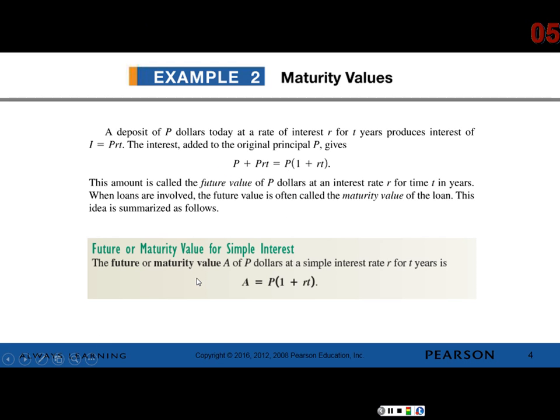So the future value is given by A. P is again the principal, the present value. 1 plus RT actually accounts for both the principal and the interest being added at the end of the time to give you the value of A.